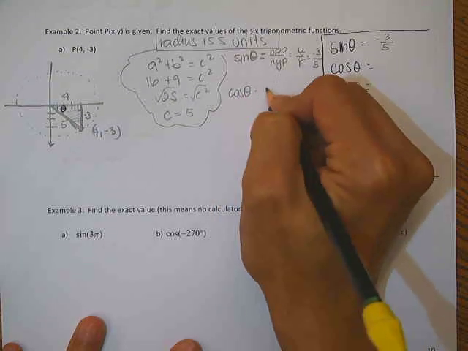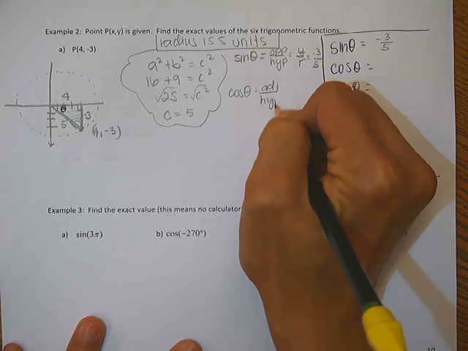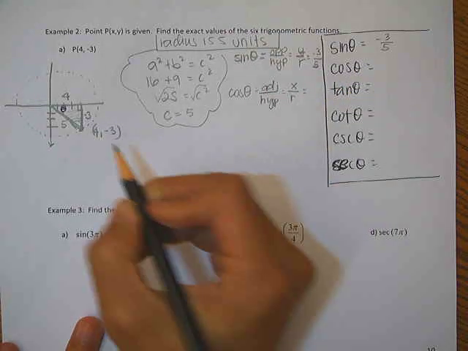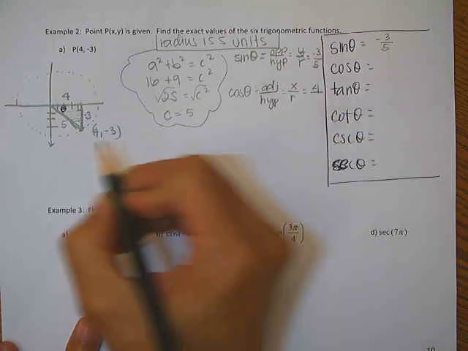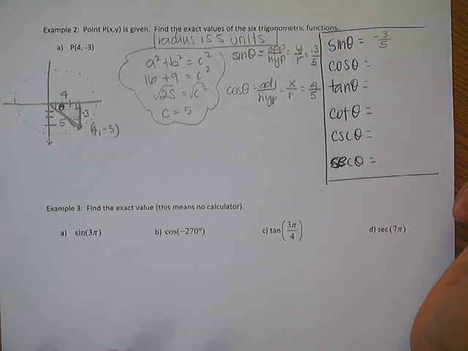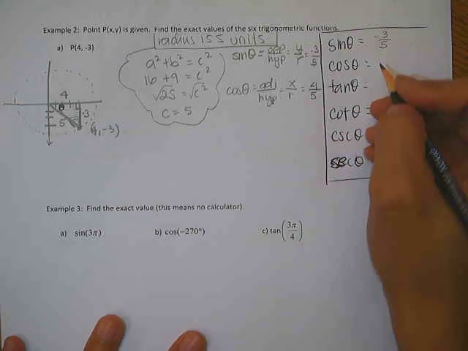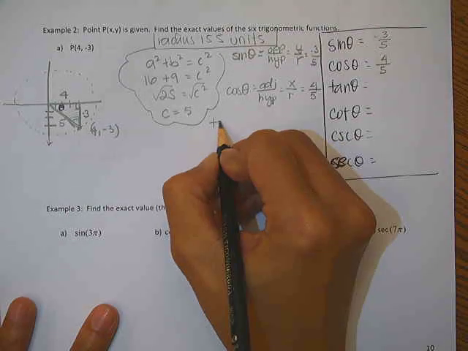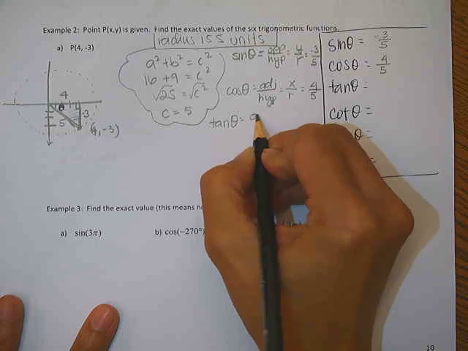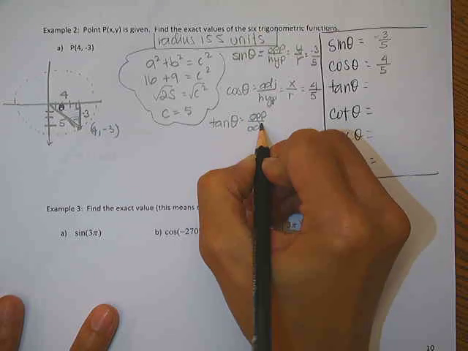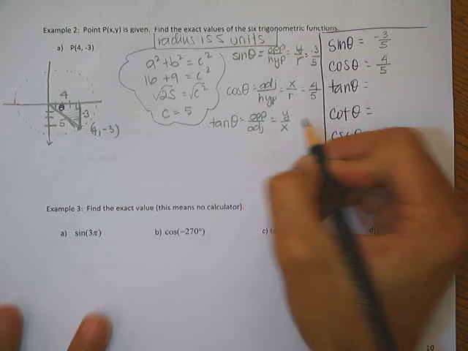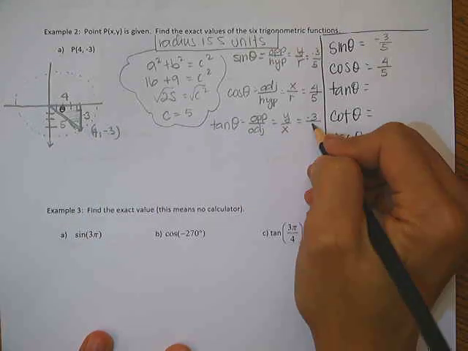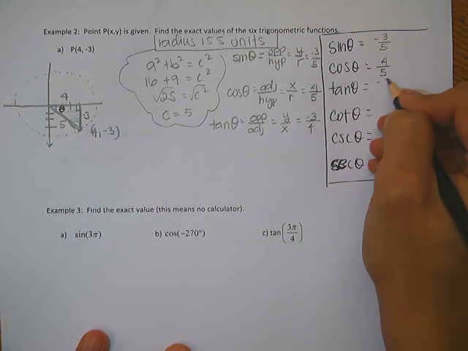Cosine of theta equals adjacent over hypotenuse, or the other ratio we had was x divided by r. x is 4. Radius is still 5. Radius will always be positive because it's a distance. So my final answer for cosine of theta is 4/5. Tangent of theta is going to be opposite over adjacent, or we can say y over x. Your y is -3, x is 4. So the ratio of tangent is -3 over 4.